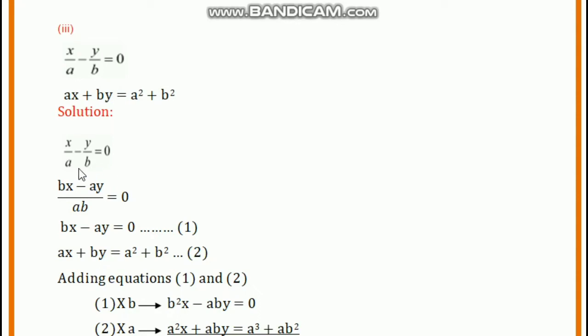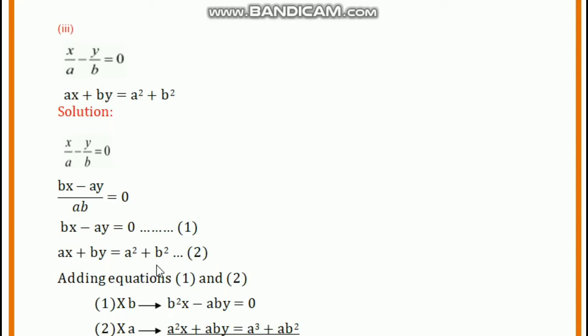Okay, if the denominator is common, you can take it to the right hand side, or otherwise first simplify, then after that you transpose the denominator to the right hand side, that is the right way. So ab, then multiply by b, bx minus ay, then if we transpose ab to the right hand side, we get bx minus ay equal to 0. So that is the first equation. The second equation we already know, that is in general form. So ax plus by equal to a square plus b square.